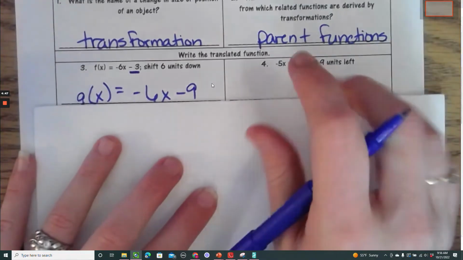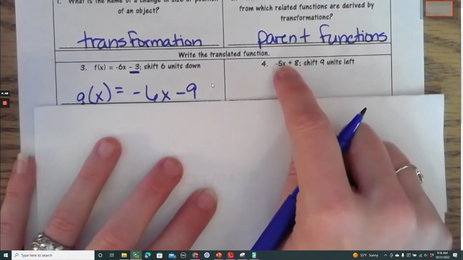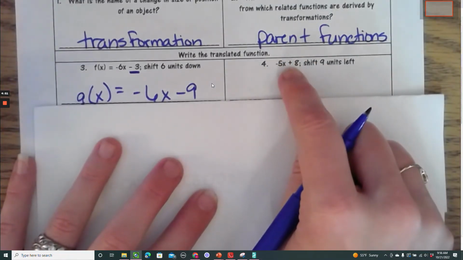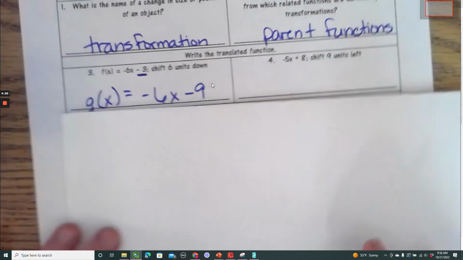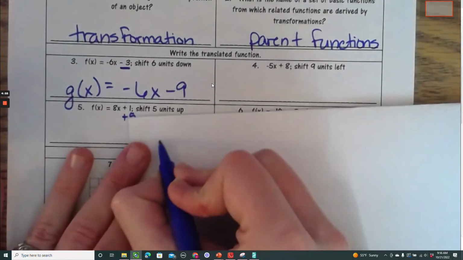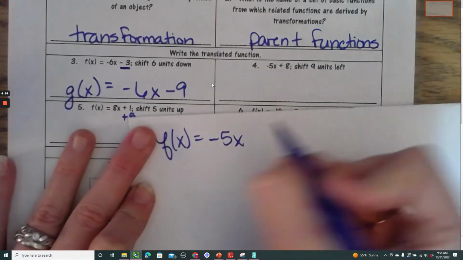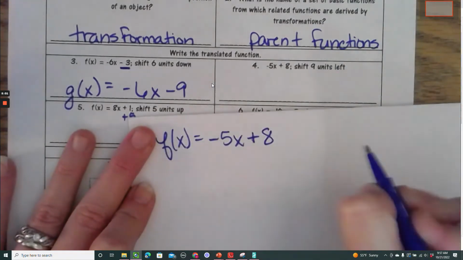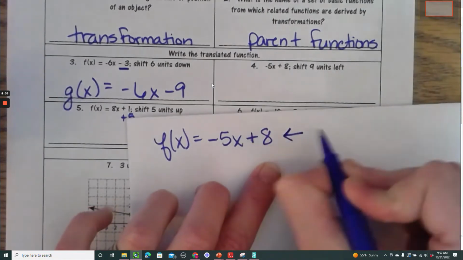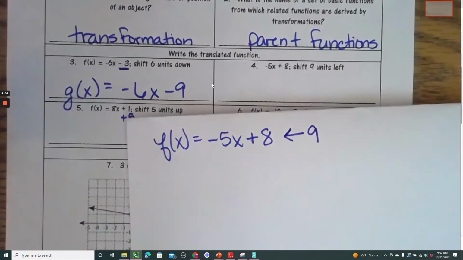When we're shifting it left, we're messing with this x value now. Okay? So I've got f of x equals negative 5x plus 8. And I want to go left 9 units. Okay.